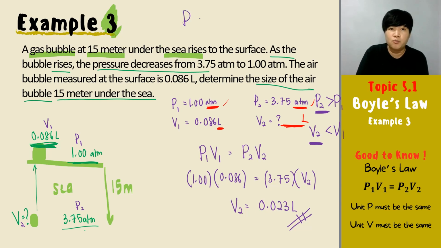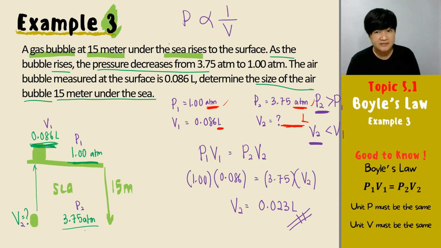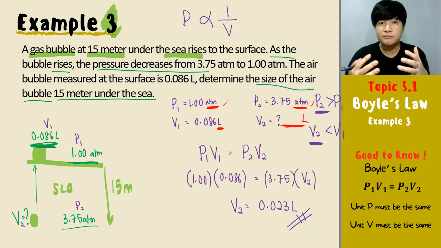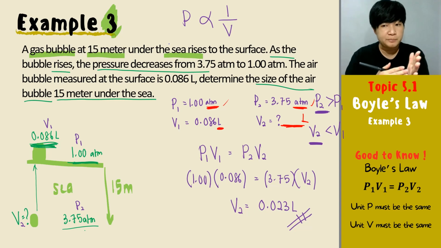And that is what Boyle's law is trying to tell you. When the pressure increases, the volume decreases. Okay? As simple as that. The calculation of Boyle's law is extremely simple. P1V1 equals to P2V2. But just be very careful with the unit. Make sure the unit of the pressure of P1 and P2 must be the same. The unit of the V1 and V2 must be the same. Alright? And that's it for Boyle's law.